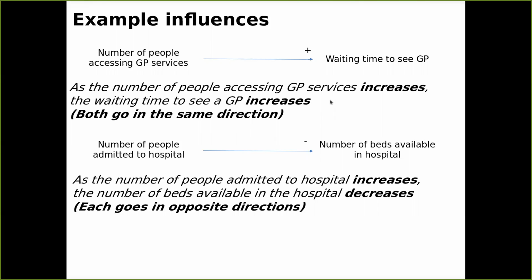You may also have examples though where they go in opposite directions. So here's an example where the number of people who are admitted to hospital influences the number of beds that are available in the hospital. But of course, in this case, the more people that get admitted to hospital, the fewer beds are available in that hospital. So as this thing increases, this thing decreases. So they go in separate directions, and we mark that with a negative polarity. So positive polarity, they both go in the same direction. Negative polarity, they go in opposite directions. And we mark that with a plus or minus at the end of the arrow, at the point at which it's going into the thing it's influencing.